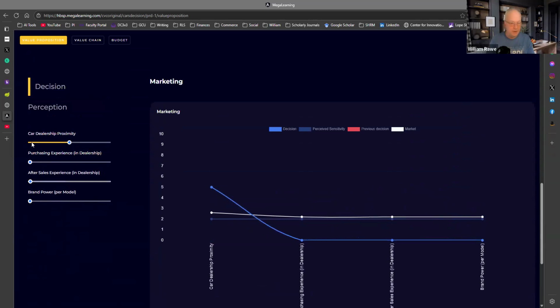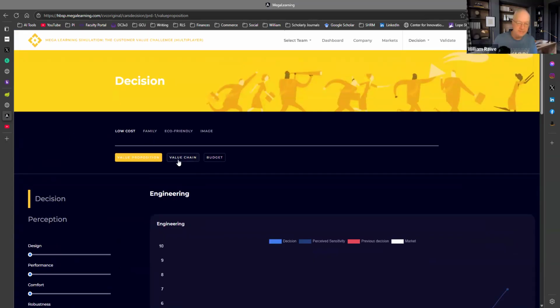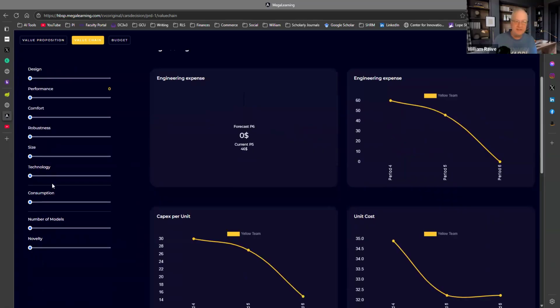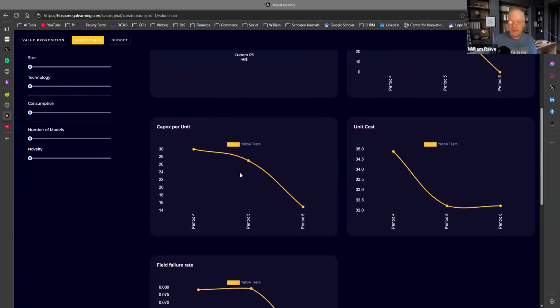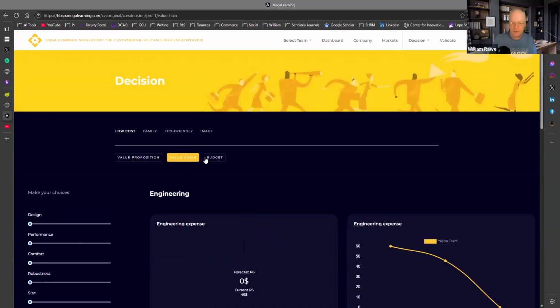So you get that to where you want it, where you think it'll help you sell the number of cars that you're able to produce. You want to try not to have any more orders than you have cars available. Get those two numbers, orders and sales, as close together as possible. Once you've got all your decisions in, you can look at your value chain here. You still have access to your sliders, so you can still make adjustments. Engineering expense, you see we're going down because I've zeroed everything out. CapEx per unit cost is going down. Field failure rate's going way down.